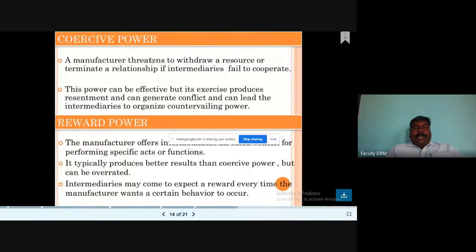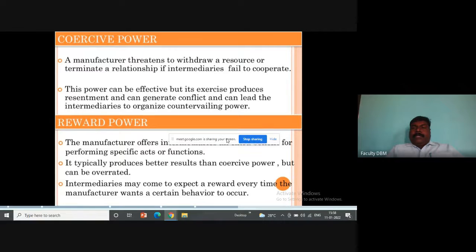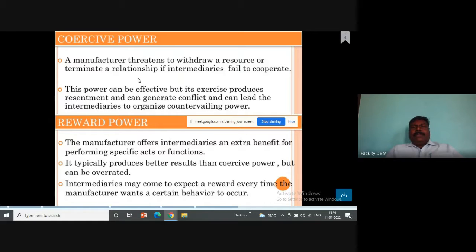Coercive power: a manufacturer threatens to withdraw a resource or terminate the relationship if intermediaries fail to cooperate. This power can be effective, but if it is exercised, it produces resentment and can generate conflict, and can lead the intermediaries to organize counter-controlling power. So coercive power means the manufacturer wants to withdraw from the intermediaries, so there will be a conflict between a manufacturer and an intermediary. The manufacturer has the power to withdraw his support from the intermediary if he is failing to do the business.